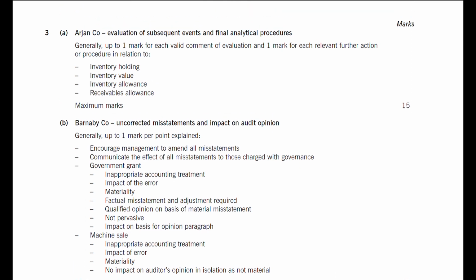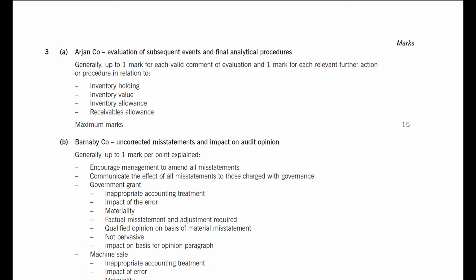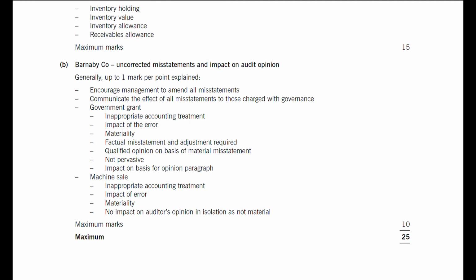Question 3. A. Evaluation of subsequent events and final analytical procedures. Up to 1 mark for each valid comment of evaluation and 1 mark for each relevant further action or procedure in relation to inventory holding, inventory value, inventory allowance, receivable allowance. Part B. Uncorrected misstatements and impact on audit opinion.